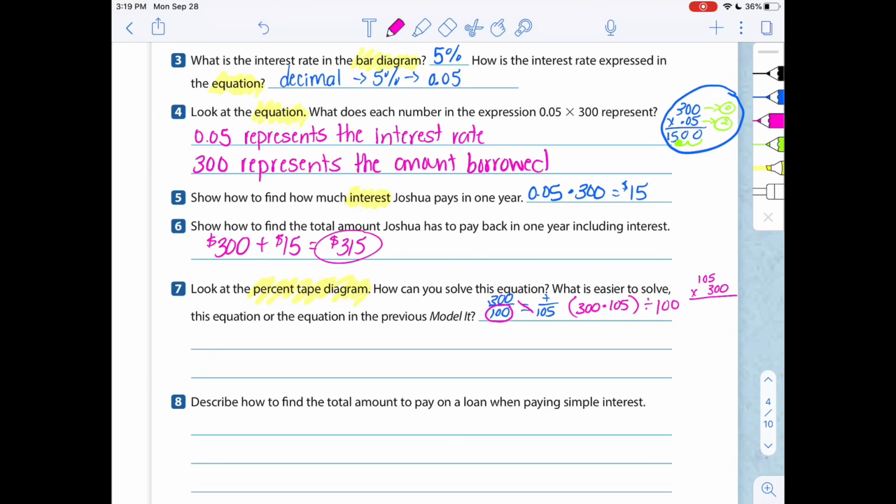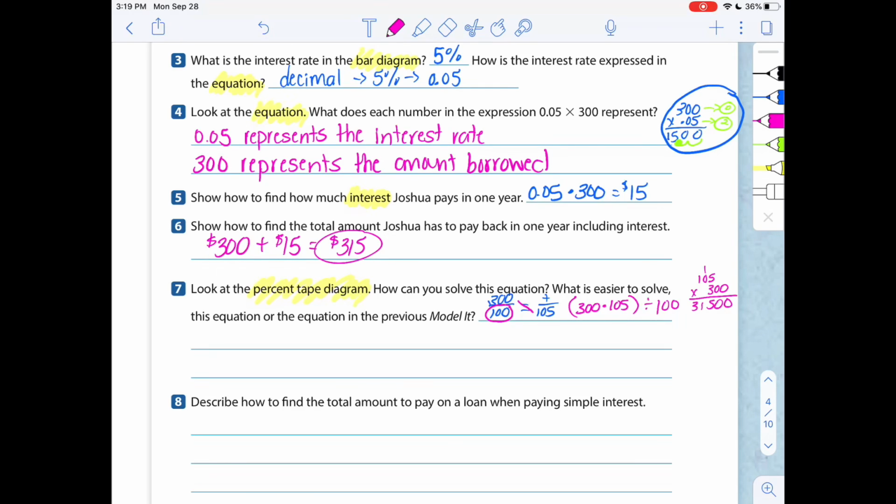If you're multiplying by a multiple of 10, you can just push that number over like I did on the side with my 300. So 3 times 5 is 15. 3 times 0 plus 1 is 1. And 3 times 1 is 3. And then bring down your zeros. So 300 times 105 is 31,500.